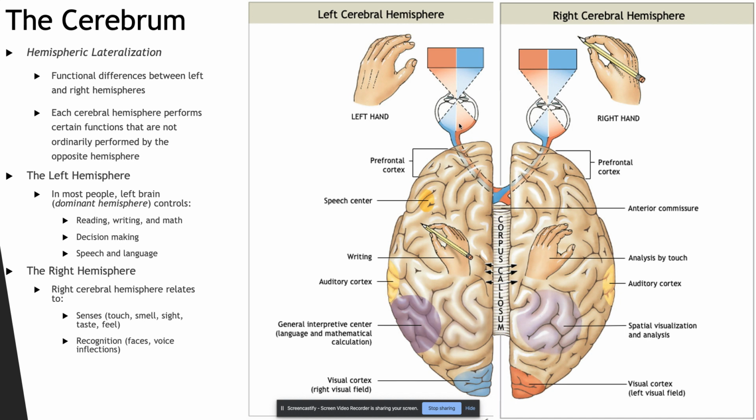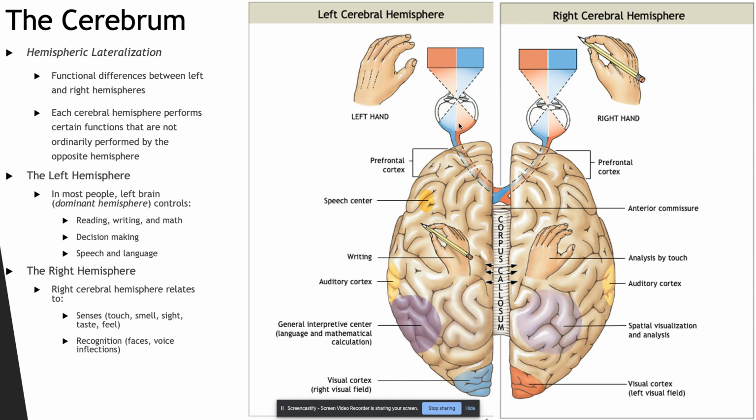In addition, the premotor cortex involved with the control of hand movements is larger on the left side for right-handed individuals than for left-handed ones. The left hemisphere is also important in performing analytical tasks such as mathematical calculations and logical decision-making. For these reasons, the left cerebral hemisphere has been called the dominant hemisphere.